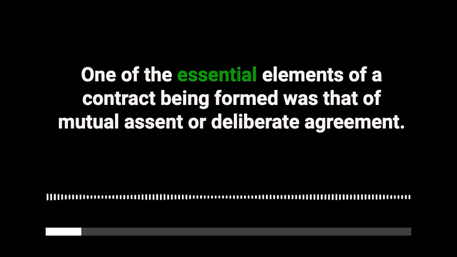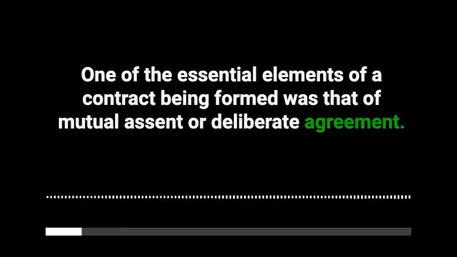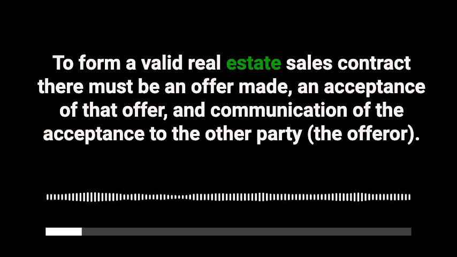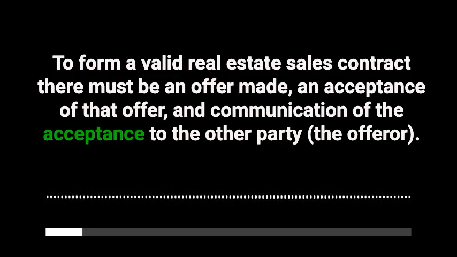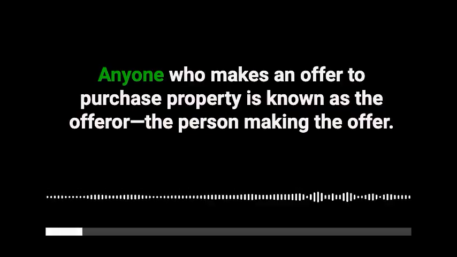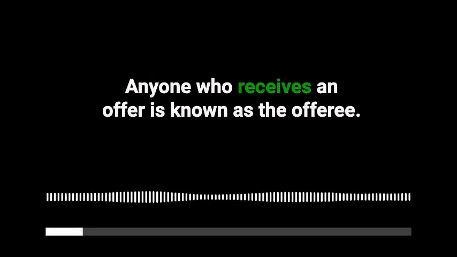One of the essential elements of a contract being formed is that of mutual assent or deliberate agreement. To form a valid real estate sales contract, there must be an offer made, an acceptance of that offer, and communication of the acceptance to the other party. The offer. Anyone who makes an offer to purchase property is known as the offeror, the person making the offer. Anyone who receives an offer is known as the offeree.